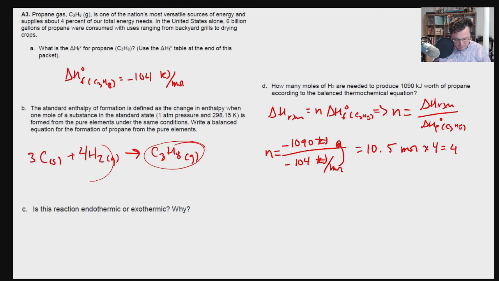No, that's not right. 10.5 times 4. I was like, what am I doing? 42 moles of H2 in this case. And so that's how you work your way through that part of the problem. You figure out how many moles of propane you're going to be producing for that much energy, and then use your balanced equation to figure out what you do next.